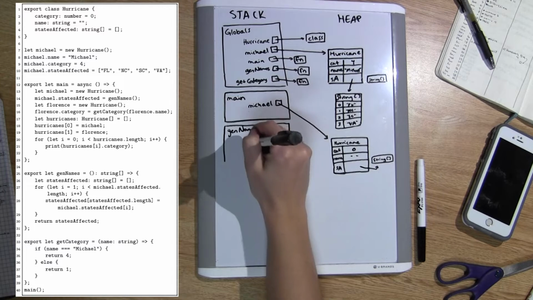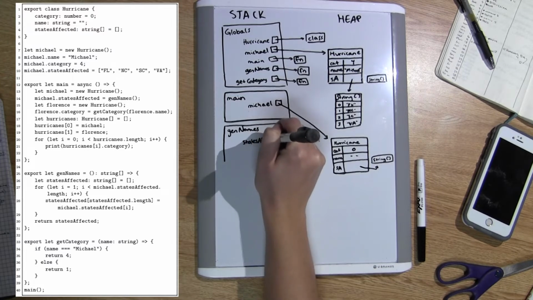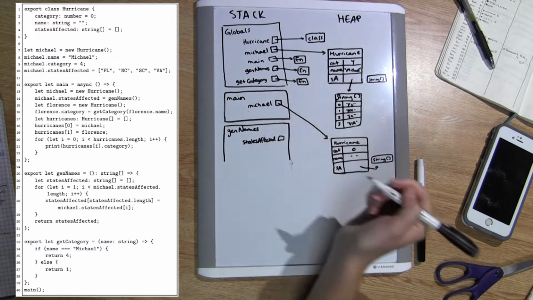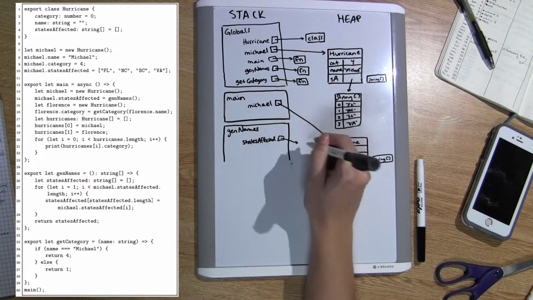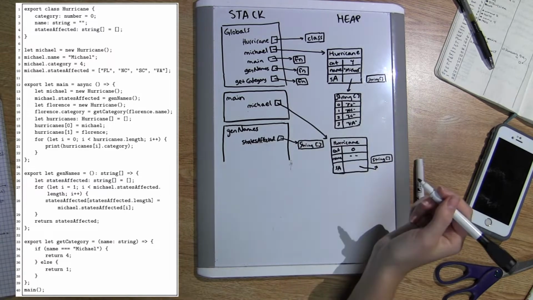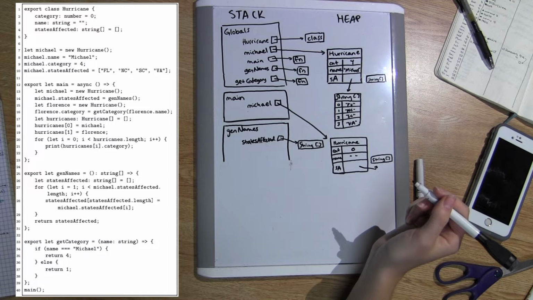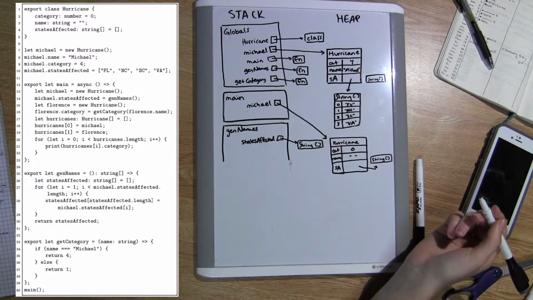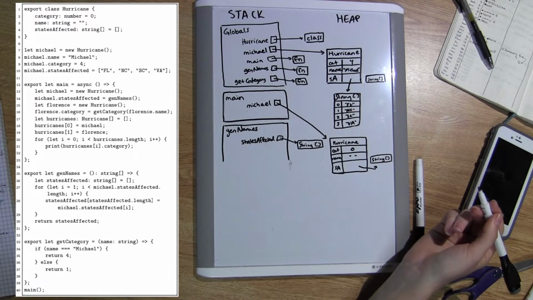Now the very first thing that gets created in genNames is a states affected variable, which we know is a string array, which originally is an empty array. What we're going to do now is a little bit funky. We're using a for loop inside of this genNames function. Now, a for loop or any other block of code can have new variables created inside of it that are scoped to exist only within that block of code.